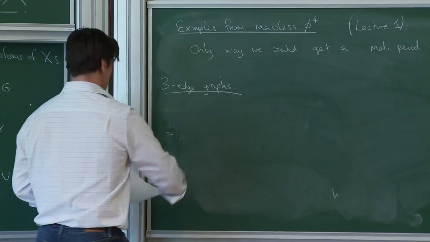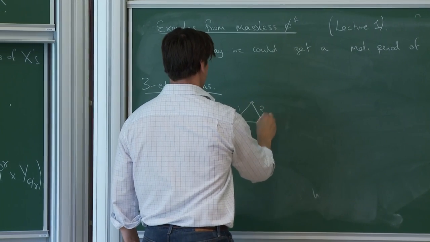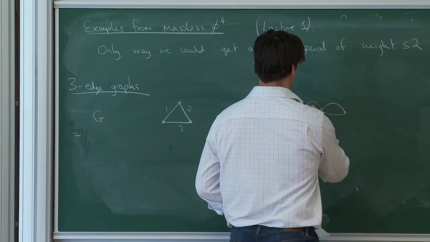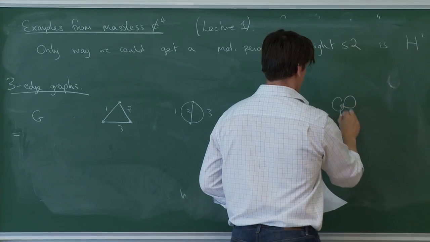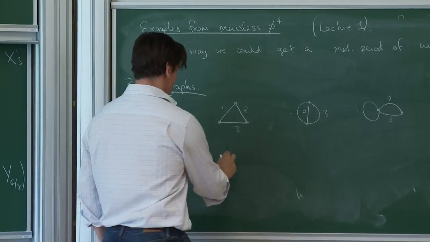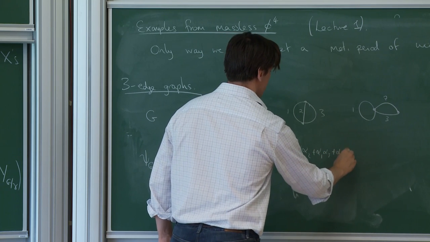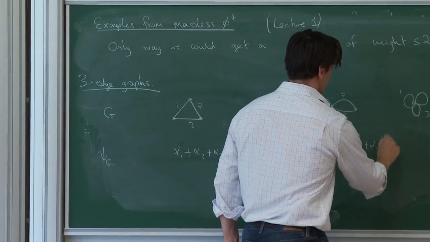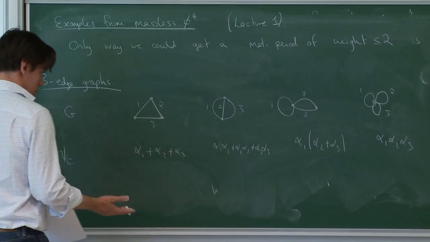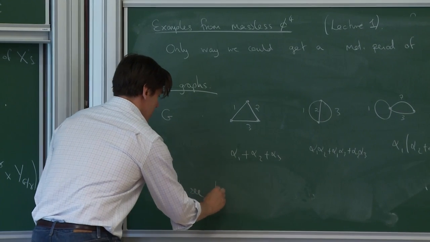So what we do on the back of an envelope, we write down 3 edge graphs with no masses and momenta. So there's this one. There's this one. There's this one. I think that's it. And now, because we're looking in the massless, momentumless case, we're only interested in the first graph polynomial. So here it's alpha 1 plus alpha 2 plus alpha 3. So we have these 4 examples, and in each case we want to write down the motive. And we can do this. But in fact, just by staring at it, it's very easy to see that it's mixed Tate.